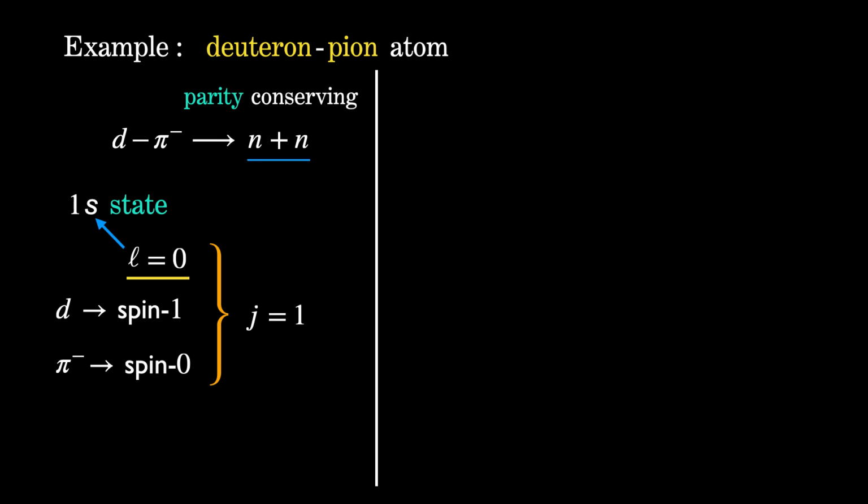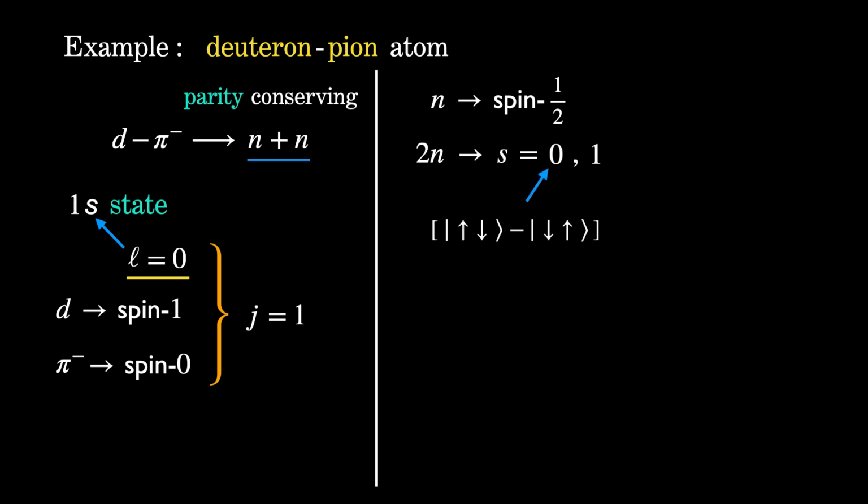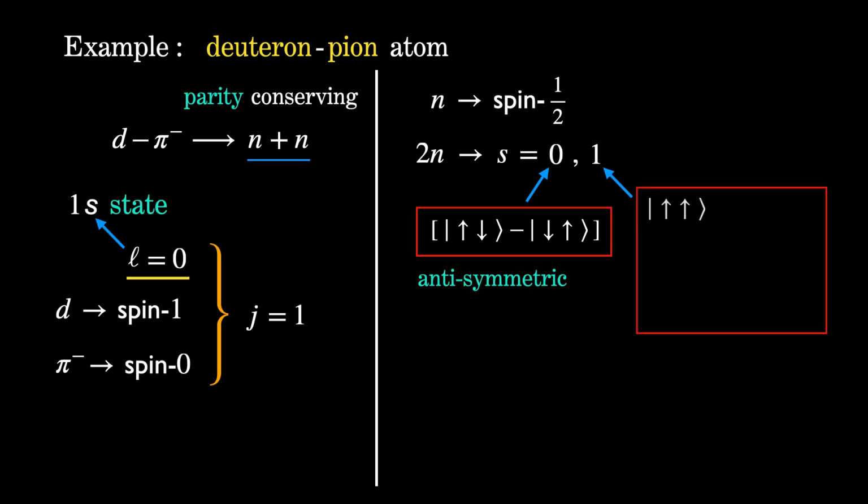Let's first look at the total spin state of two neutrons. Since neutrons are spin-half particles, a two-neutron system has total spin of either 0 or 1 by the usual rule of angular momenta addition. Spin 0 corresponds to a singlet state, which is anti-symmetric with respect to the exchange of particles. Spin 1 has a triplet of states, which correspond to different angular momentum projections along a chosen axis. They are all symmetric under particle exchange.